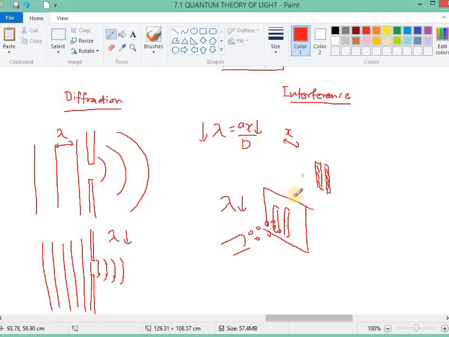Okay, get the idea. So again, if the de Broglie wavelength of the particle is small, then it is very difficult or impossible to observe the wave characteristics, which are diffraction and interference.